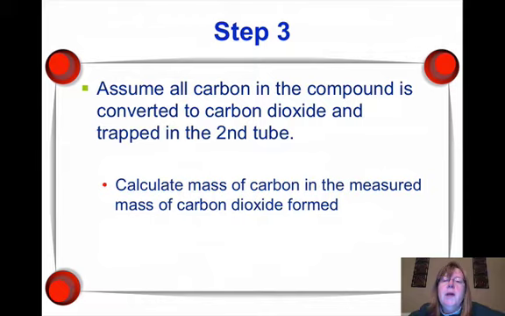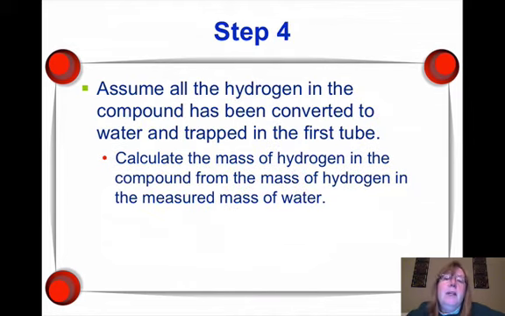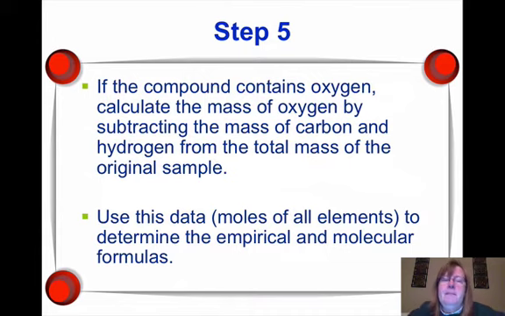We're going to assume that all the carbon in that original compound that was combusted is converted to carbon dioxide and trapped in that second tube. If we do that, we can calculate the mass of carbon that was in the carbon dioxide, and that will equal the mass of the carbon in the compound. Then we assume that all the hydrogen in the compound has been converted into water and trapped in that other tube. You can calculate the mass of hydrogen in the compound from the mass of hydrogen in the measured mass of water. That's a lot of words, so I really think that we're going to be practicing this and it'll make a lot more sense.